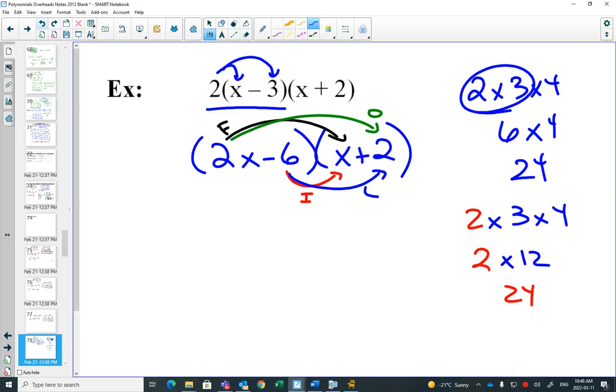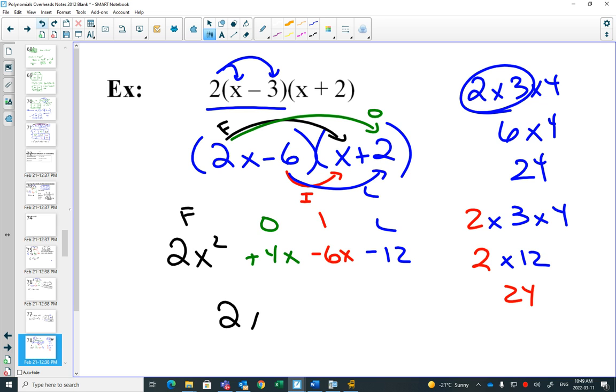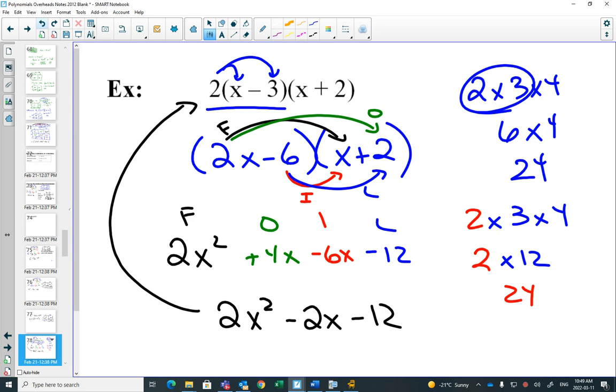Let me finish it. 2x times x, 2x squared. I should write that in black because I like to color code things. That would be 2x squared because that's my first ones. Then my outside ones, 2x times 2 is plus 4x. My inside ones would be minus 6x. And my last ones are minus 12. And my final answer is going to be 2x squared, these are like terms, minus 2x minus 12. And again, next year in grade 10, you're going to be asked to go backwards and write that.